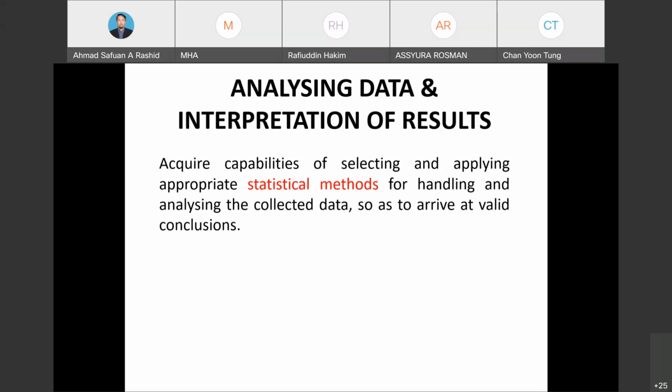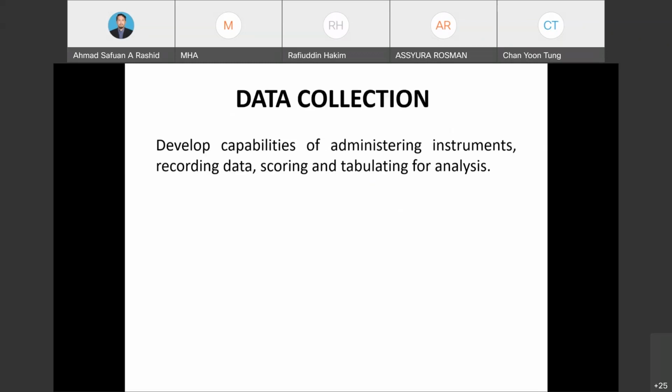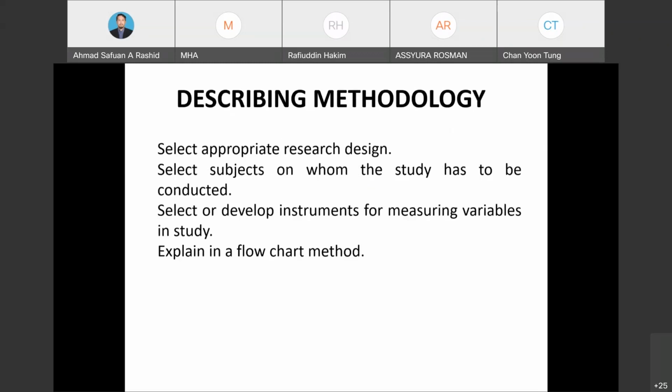Analyzing data and implementation of result, acquire the capability of selecting and applying the appropriate statistical method for analyzing the collected data so as to arrive at a valid conclusion. So it depends on whatever tools you want to use, especially when you want to analyze the result. The data you obtain relies on the method that you use. So the methodology should follow the standard method, or you may follow any other previous researcher.